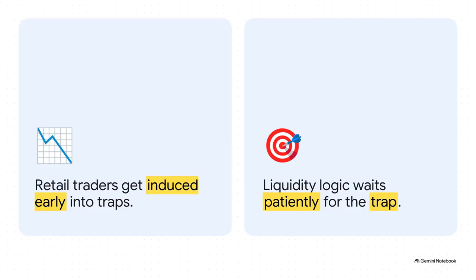And that brings us to the core difference between two totally different mindsets. Think of retail pattern trading as basically volunteering to be the market's liquidity. You're being induced into these early traps. Liquidity logic, on the other hand, is about waiting patiently for the trap to actually spring. You're basically letting all those other traders get hunted first. And then, only then, you step in to trade right alongside the true market momentum.